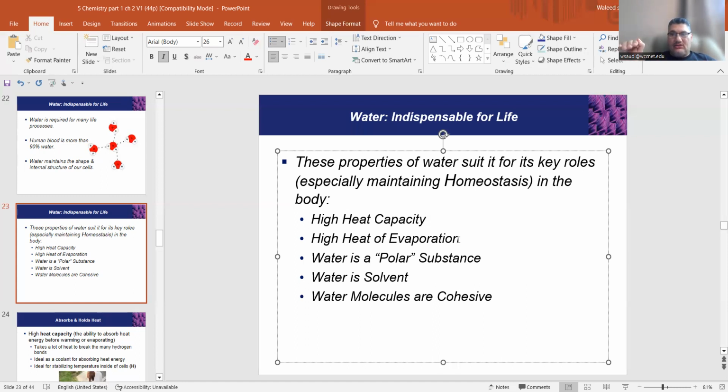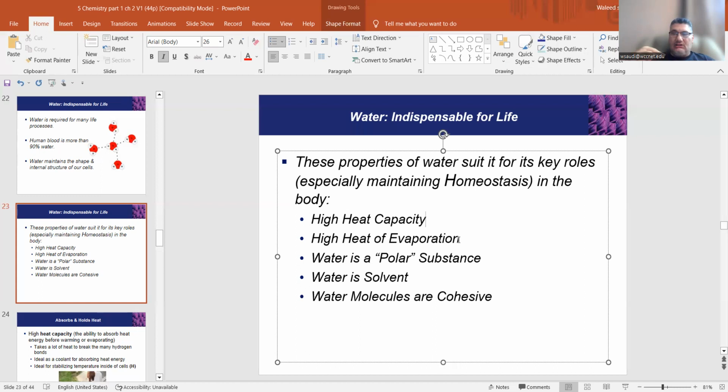Water evaporates, like when you sweat. We know that if it is too hot, we start to sweat. If you're exercising, you start to sweat. If you think about it, why are we sweating? We're sweating to cool our body down, right? How did you cool yourself down?